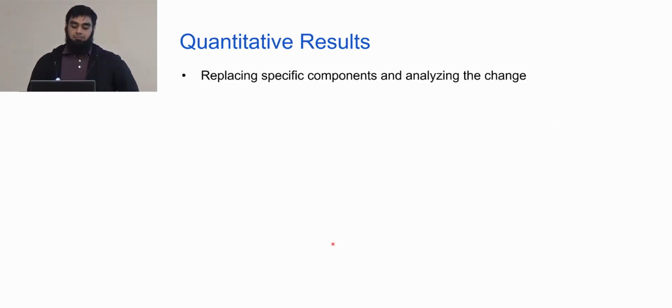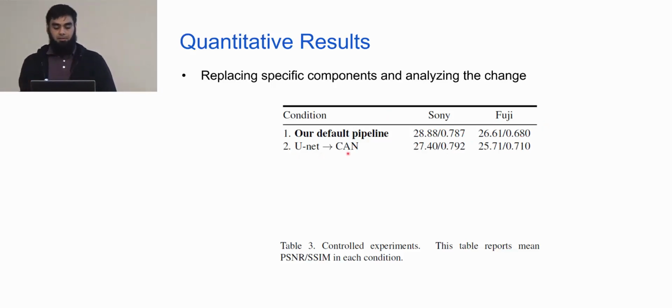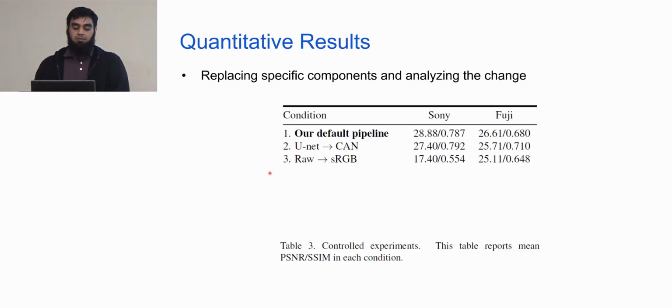So let's see what their quantitative results look like. They started replacing specific components and analyzed the change. Their default pipeline gave a result of 28.88. That's a PSNR, so that's the highest value they got. And this is the structural similarity. And for the Fuji, we can observe it has dropped. They replaced UNet with another architecture that's known as context aggregation network. And basically, after using it, they were still not able to get very good results, but their motivation was they wanted to try different components. So for this paper, they operated on raw sensor data, right? When they switched to regular RGB images, their performance dropped significantly, as we can observe over here.